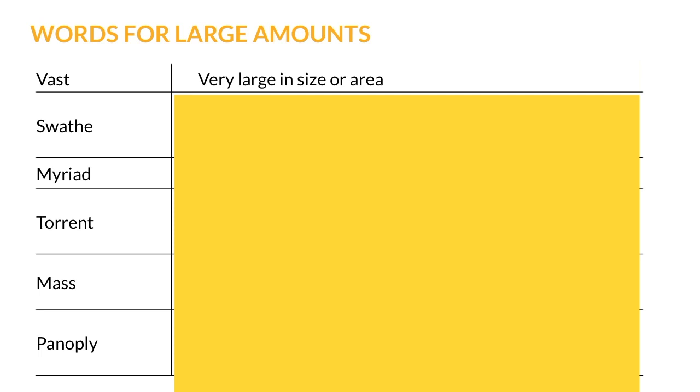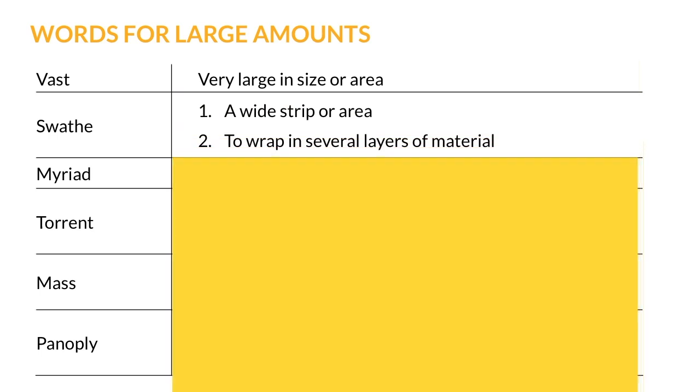So there are 2 definitions that we have for swathe. We've got 1, a wide strip or area, or 2, to wrap something in several layers of material. The first one is using swathe as a noun, and the second one is using it as a verb.